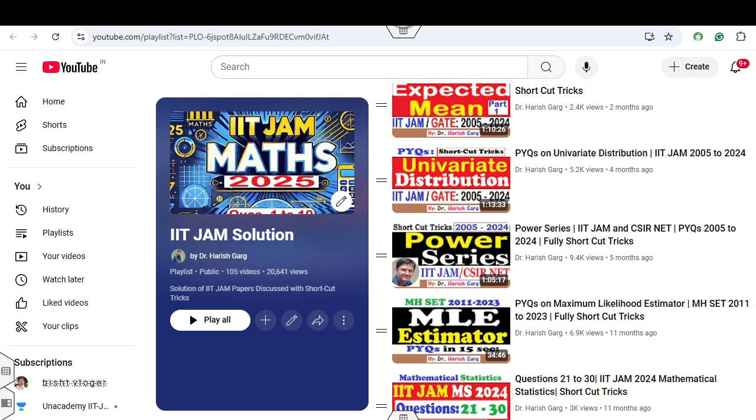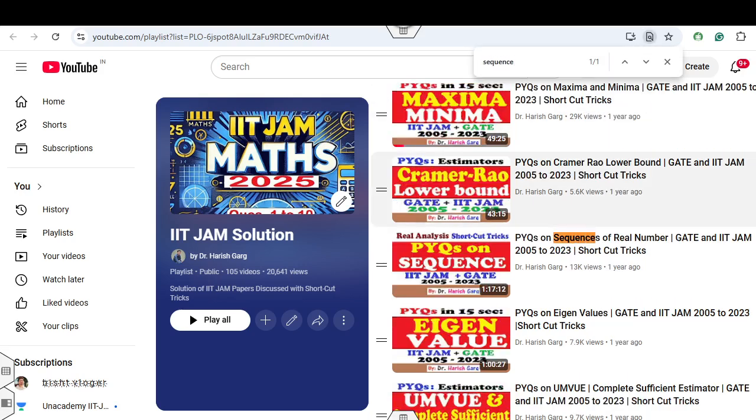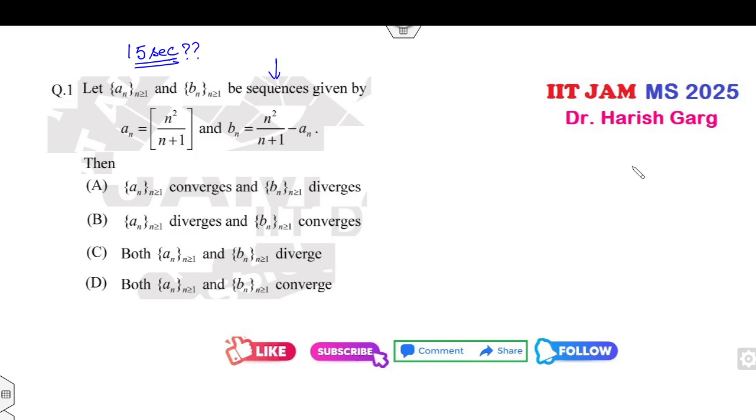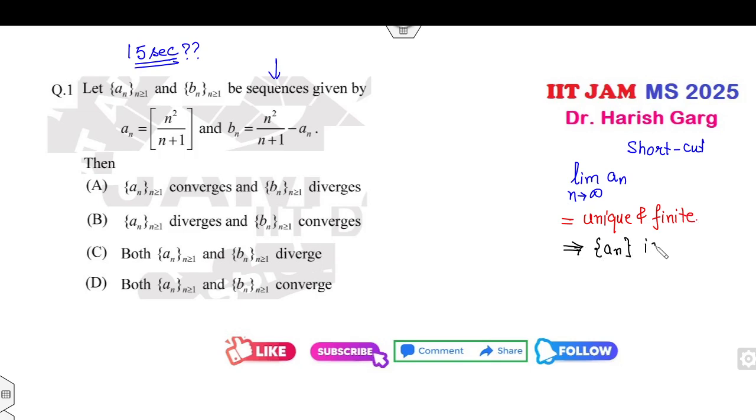Yes, definitely you can, if you have already watched my lecture on the PYQ of sequences. The shortcut trick I told you in that lecture is: you have a sequence, and your target is to find the limit of a_n as n approaches infinity. If this limit is unique and finite, then you can say the sequence a_n is convergent. That's the simple shortcut trick. Based on this, I can solve this question in a simple manner.